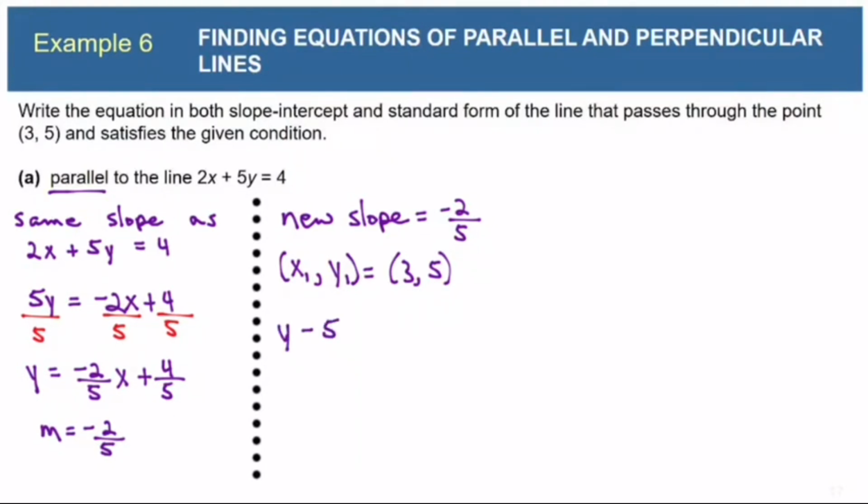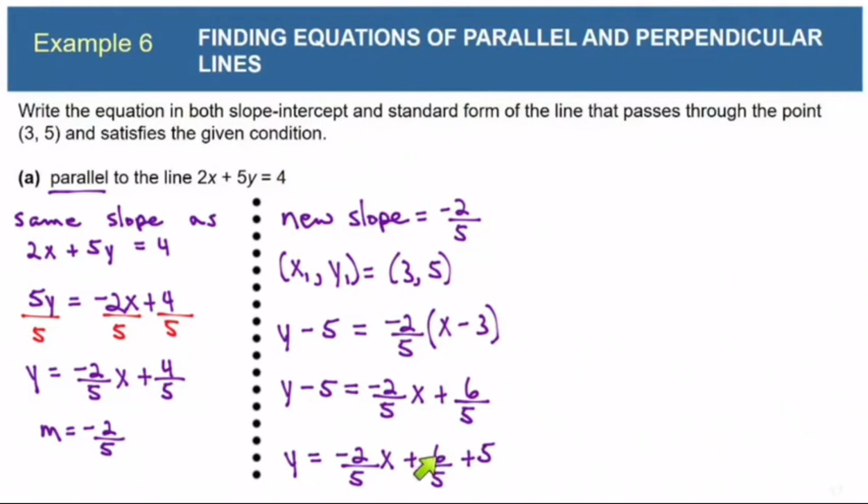So we'll say y minus the y that we know equals m times x minus the x that we know, which is 3. And first let's get this equation in slope-intercept form. So we will distribute the negative 2/5. Now negative 2 times negative 3 is positive 6, so this term ends up as positive 6/5. Now we will add 5 to both sides.